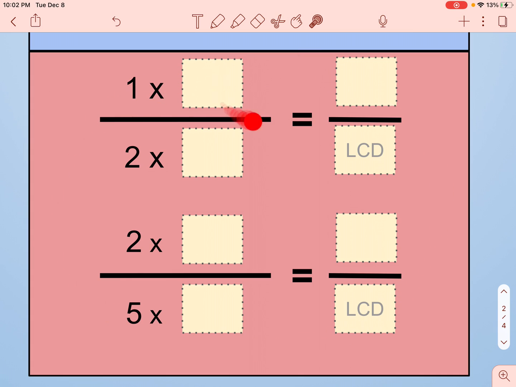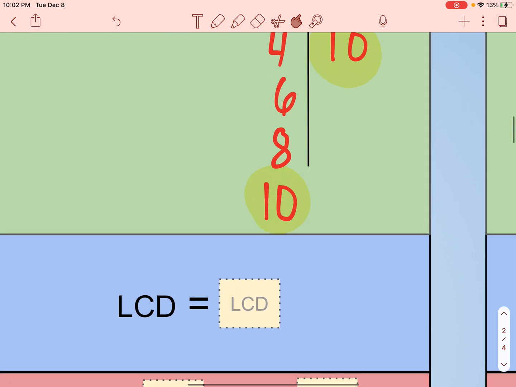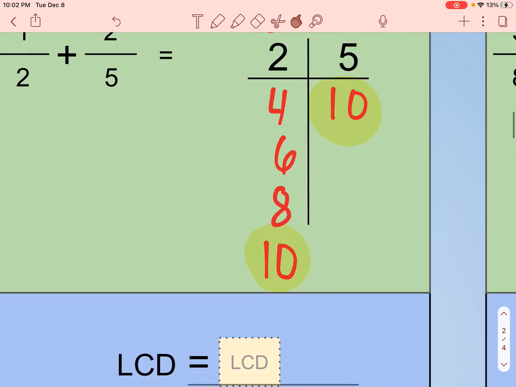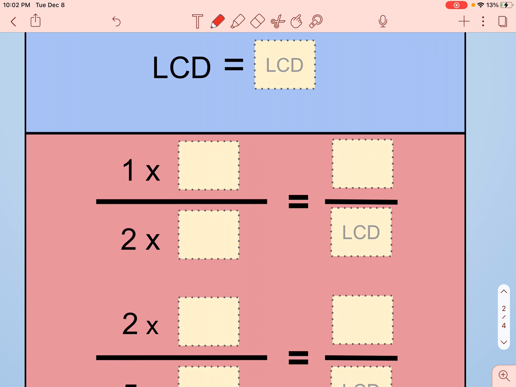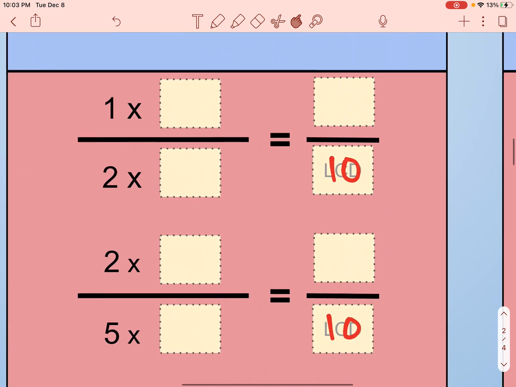1 times something equals something. 2 times something equals something. 2 times something equals something. 5 times something equals something. Write that out, and let's see if we can figure this out together. All right, what should we do with these 10s? We're going to put these 10s anywhere we see lowest common denominator. I'm going to put one here, 10, 10, 10. There we go. And now I need to finish filling out the rest of this.